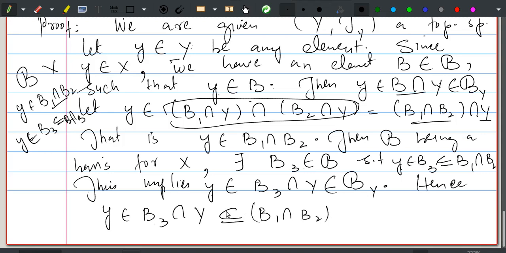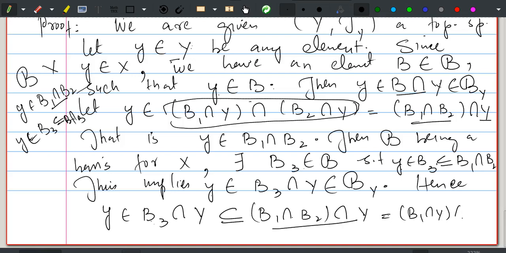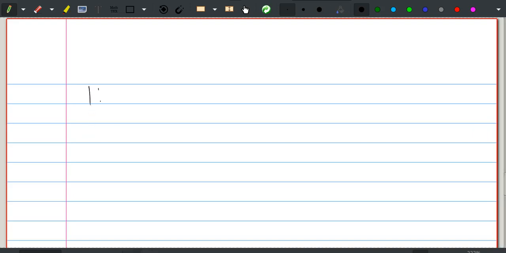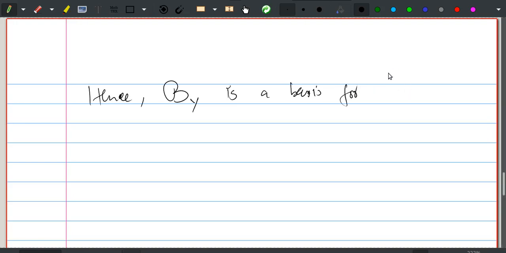Now B3 is contained here, and this intersection goes here, and this is Y, but this is the same as B1 intersection Y, intersection B2 intersection Y. So if this Y is in two elements of fancy B sub Y, then there is some element in fancy B sub Y such that Y is contained here and this is contained in the intersection. So hence this fancy B serves as a basis for fancy B sub Y. So hence this fancy B sub Y is a basis for the subspace topology T sub Y on Y.